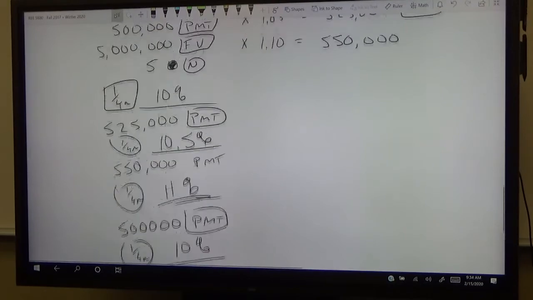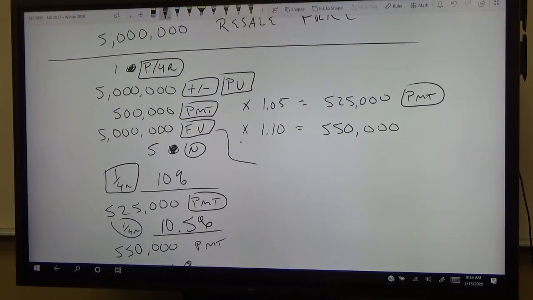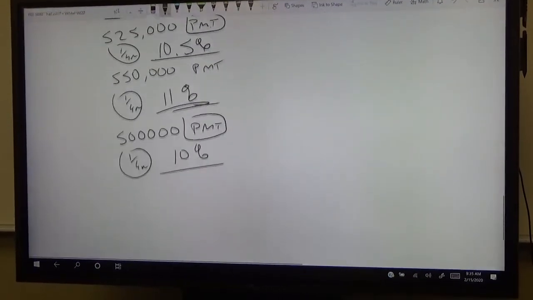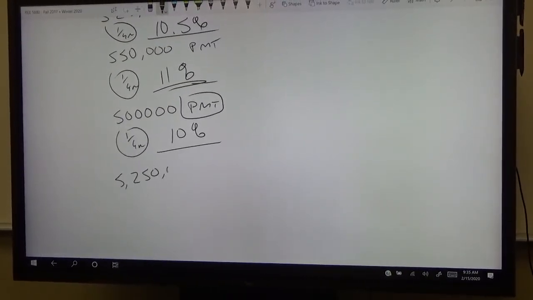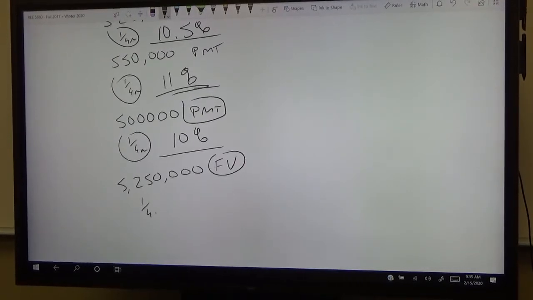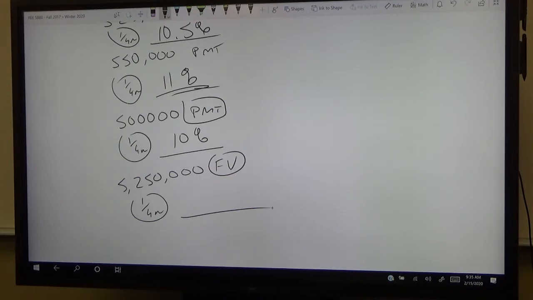But now we say, what would be a 5% increase in the resale? That's going to be 5,250,000, and that's going to be the future value. Okay, see what impact that has. What do we get? It's 10.81 rounded. But isn't that interesting? It raises it a little bit more, but not dramatically more.